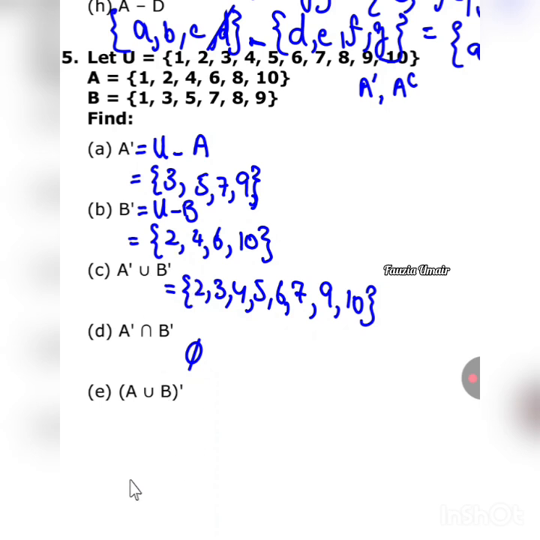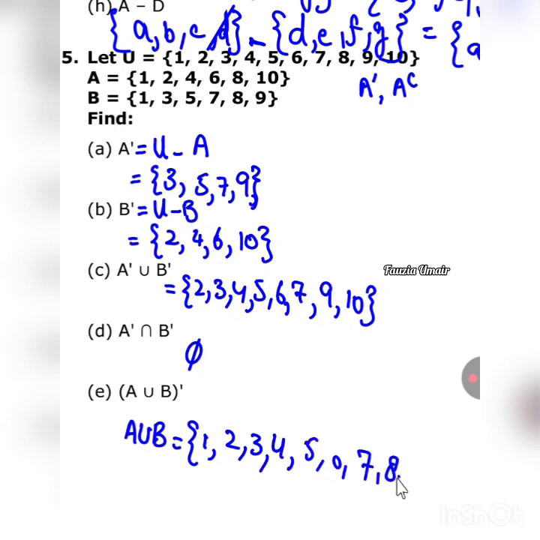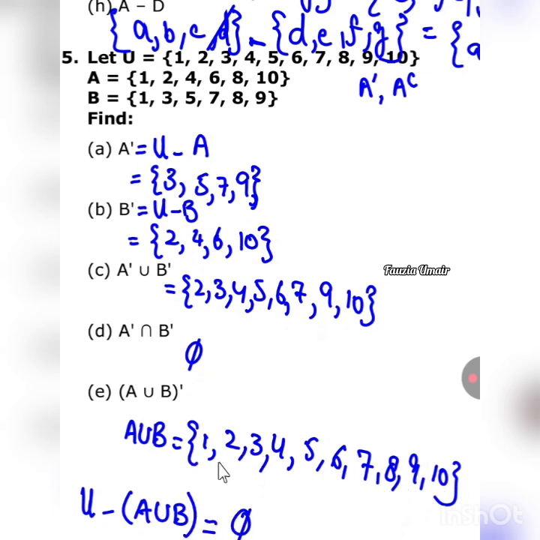So now A union B complement. So this is A union B. No, we need to find out what is A union B. So let me write down A union B first. A union B is 1, 2, 3, 4, 5, 6, 7, 8, 9, 10. Oh my god. If you look closely, A union B is basically the universal set. So now if I subtract it from U, A union B is already the universal set. The answer would be the empty set because all the 10 elements will be subtracted, right?